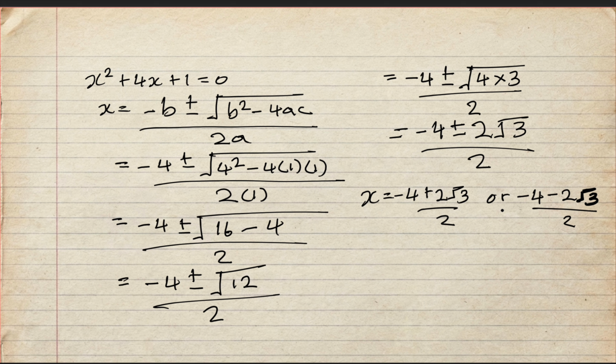So you can leave it this way, or you can go further to find out what the square root of 3 is, and then add it to 4. But you can just leave it like this. So this is how you solve a quadratic equation, and this is also how you find out if a quadratic equation can be factorized or if it cannot be factorized, so that you just go straight to using the formula method.